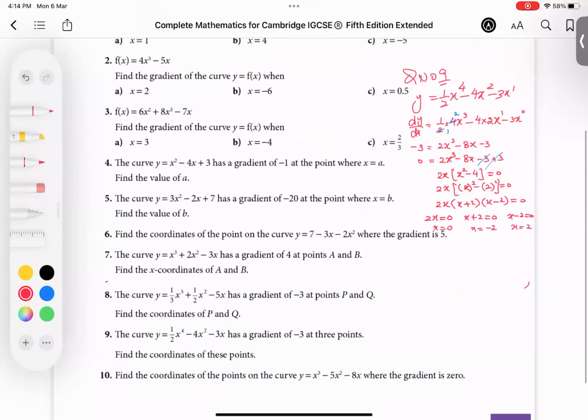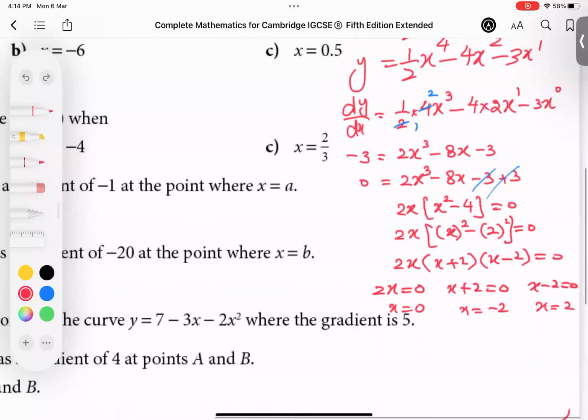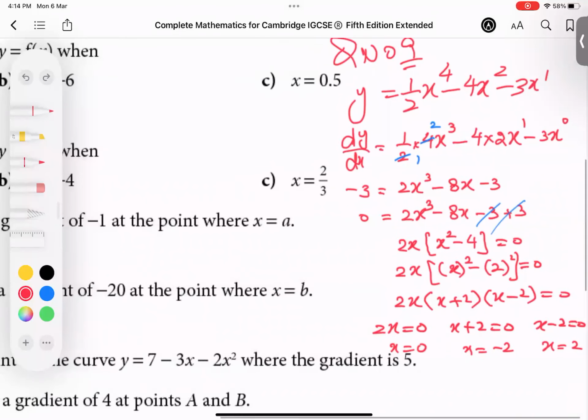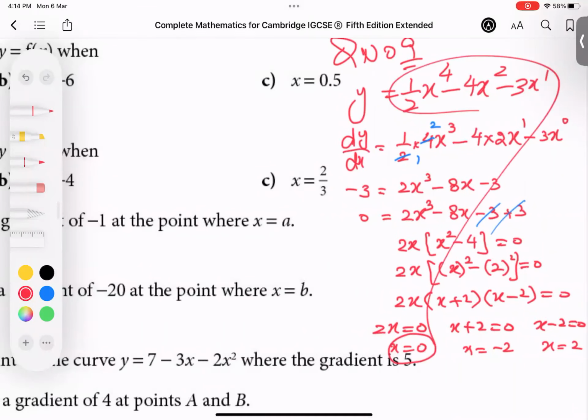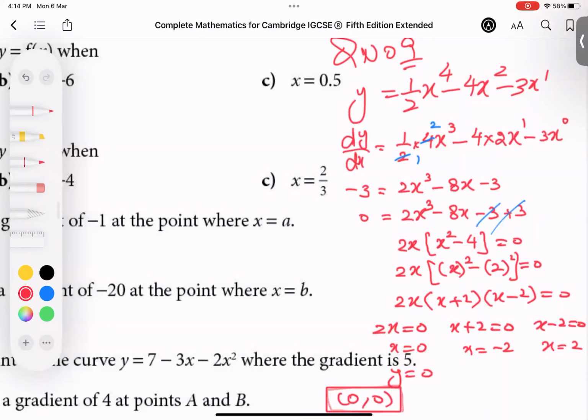And he was asking, find the coordinates of points where the gradient is minus 3. But I got only the x value. So how to find the y coordinates? All of you are familiar: plug this value into the top equation. When I plug in 0 here, here, here, I get y equals 0. So it means (0, 0) is my first answer.